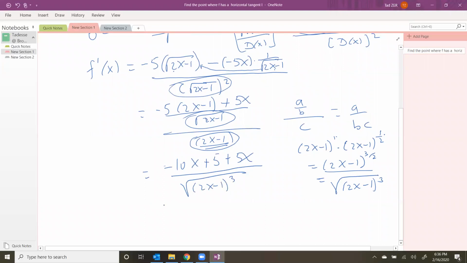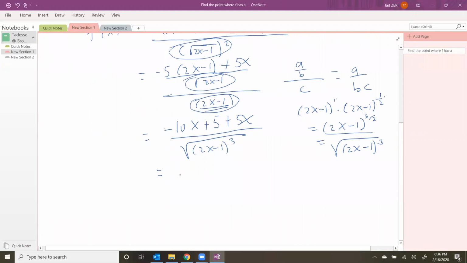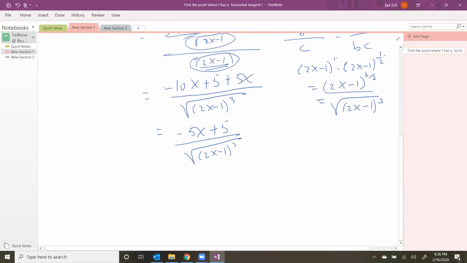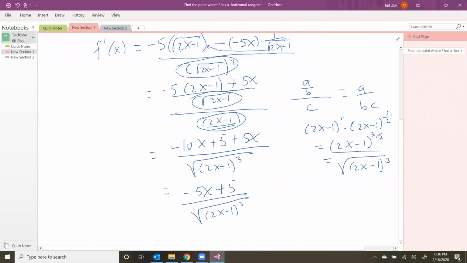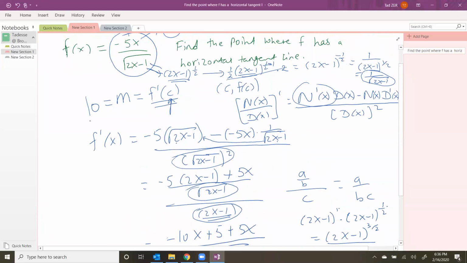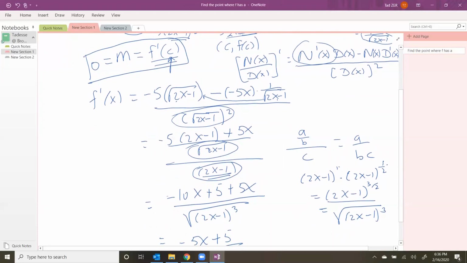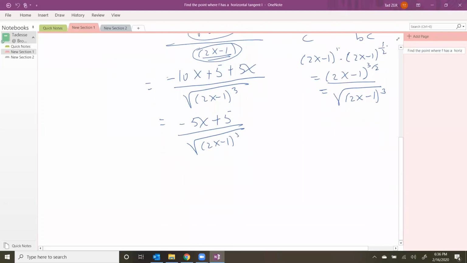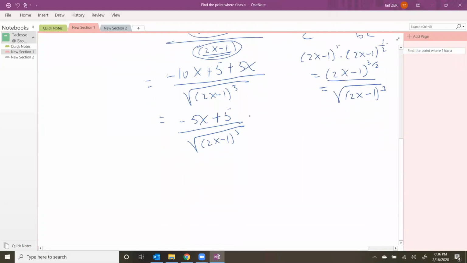So if you simplify the numerator, minus 10x plus 5x is negative 5x plus 5, divided by the square root of 2x minus 1 cubed. So this is nothing but the derivative. Now, we want to solve for the derivative at a point c equal to 0. It doesn't matter if you see x. So the derivative equals 0. Why 0? Because it is a horizontal tangent line.